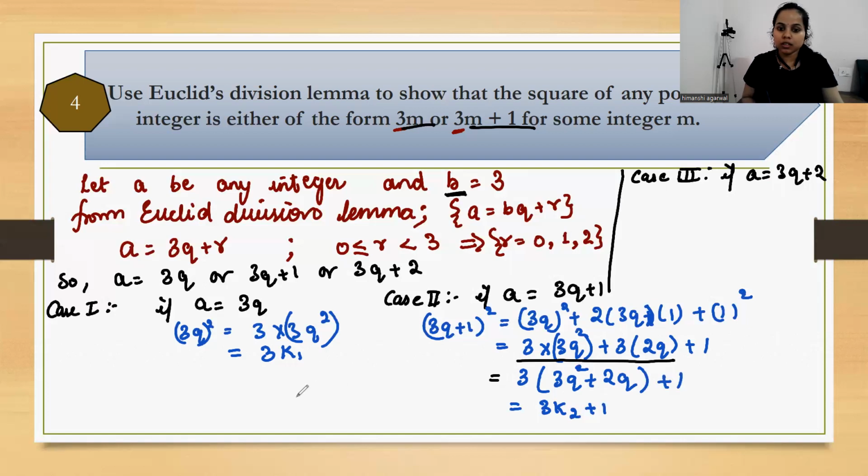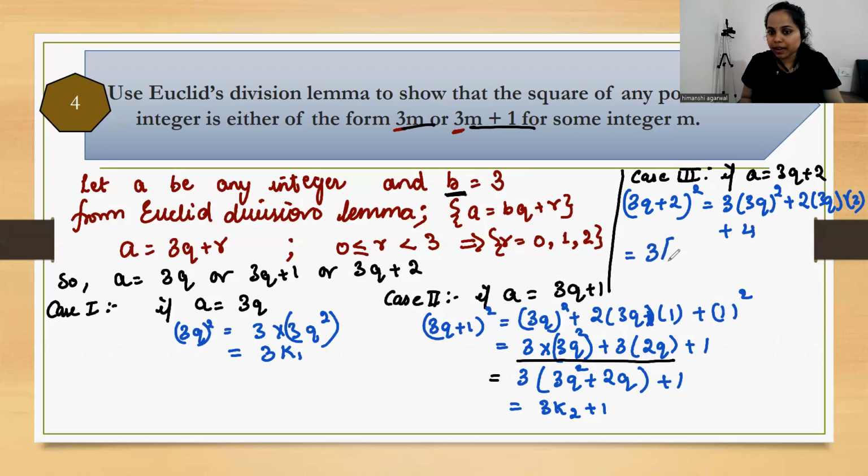ठीक है, तो व्हाट इज द स्क्वायर ऑफ 3Q plus 2? इसका स्क्वायर क्या हो जाएगा? इसका स्क्वायर हो जाएगा वही 9Q स्क्वायर, जिसको लिख सकते हैं 3 मल्टीप्लाई बाय 3Q स्क्वायर, 2 मल्टीप्लाई बाय 3Q मल्टीप्लाई बाय 2 प्लस 2 का स्क्वायर कितना हो जाएगा? 4. तो मैं क्या लिख सकती हूँ इसको? लिख सकती हूँ 3 ब्रैकेट में 3Q स्क्वायर प्लस 4Q. 4Q क्यों? ये 2 मल्टीप्लाई 2 4 हो जाएगा, और ये Q 4Q आ जाएगा यहाँ पे.